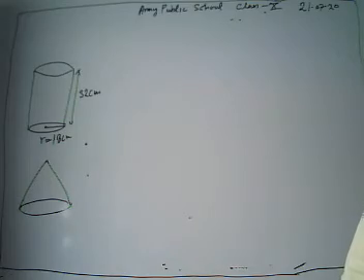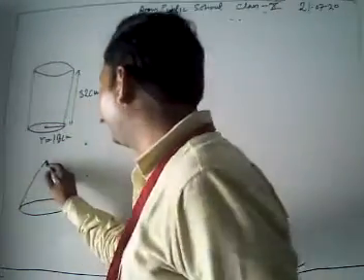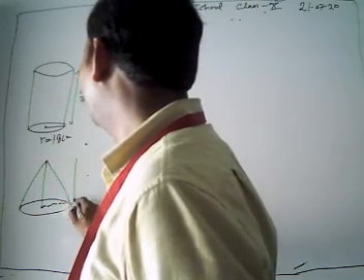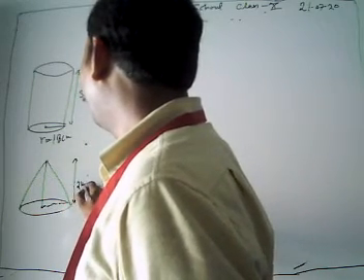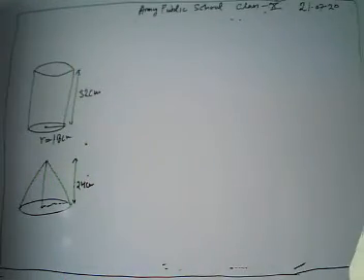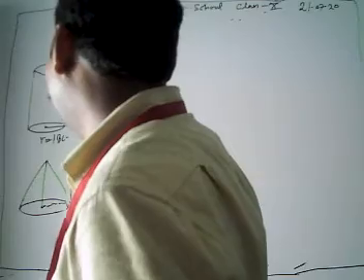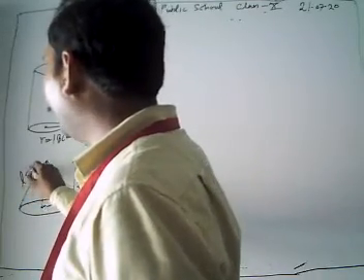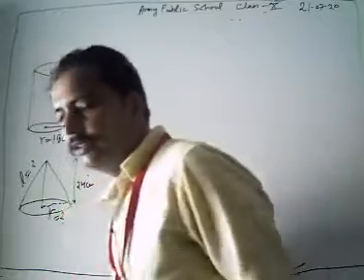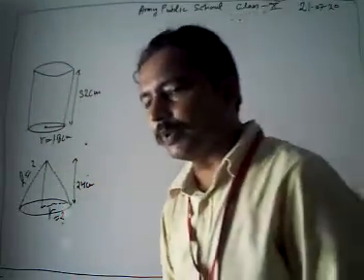If the height of the conical heap is 24 centimeter, then find the radius and slant height of the heap. Now we have to find its slant height, and also we have to find its radius. Now look, I'm just going to revise this problem again.